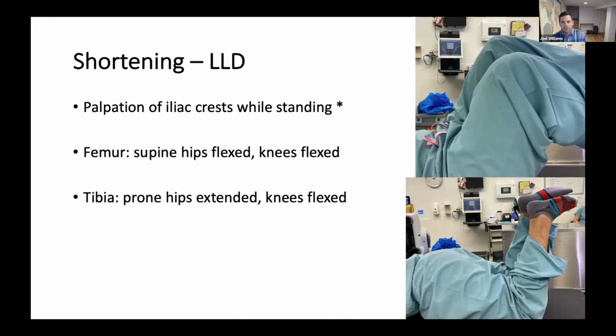There are many ways to qualitatively assess limb length inequalities. My preferred method is to have the patient stand, hips extended, knees extended, facing away from me, and palpate the iliac crest. And if you detect a discrepancy, you can position the patient as shown here to figure out whether it's a femoral and or tibial asymmetry.